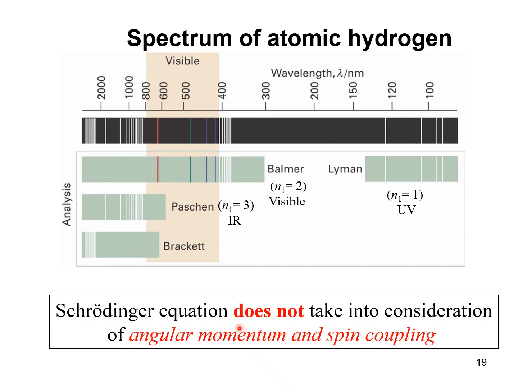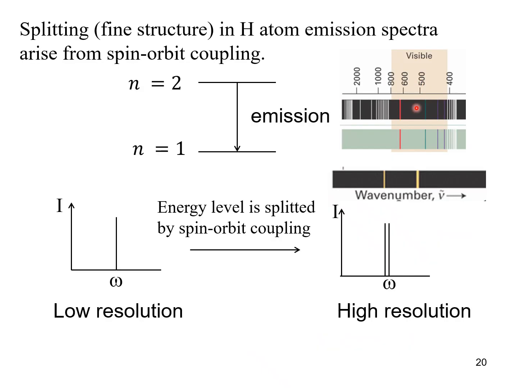However, the Schrödinger equation does not take into consideration the angular momentum and also the spin coupling effect of the electron. It also shows the presence of a single line in the spectrum. The spectral line we have seen just now in this spectrum involved the transition from n equals 2 to n equals 1. So the atoms emit radiations upon reverting to the n equals 1 state, and the radiations emitted are captured by the detector and appear as a single line.